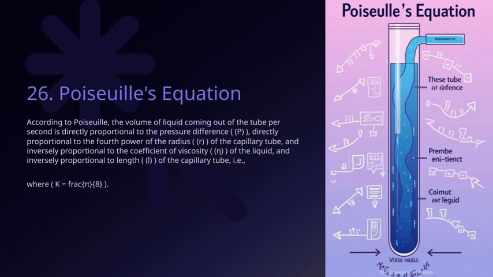This means that increasing the radius significantly increases the flow rate. Conversely, the flow is inversely proportional to the viscosity of the liquid, meaning that more viscous fluids flow more slowly. Lastly, the flow decreases as the length of the tube increases, since a longer path creates more resistance. Altogether, this relationship helps us understand how various physical properties influence fluid movement in capillaries, tying back to the broader theme of fluid dynamics in biological systems.